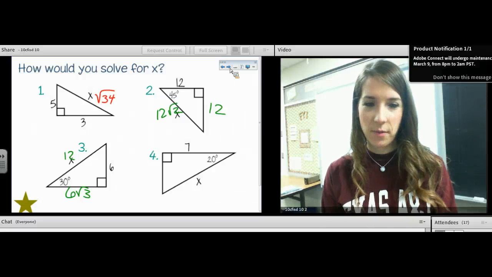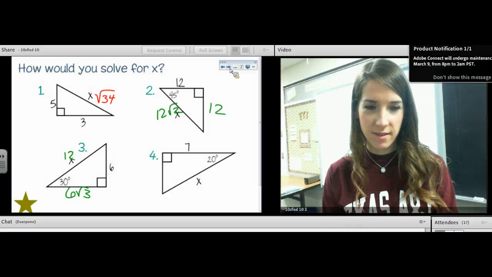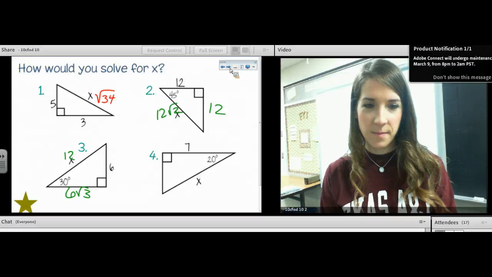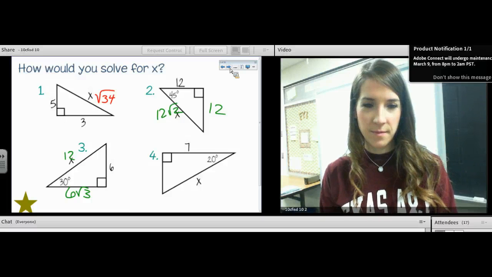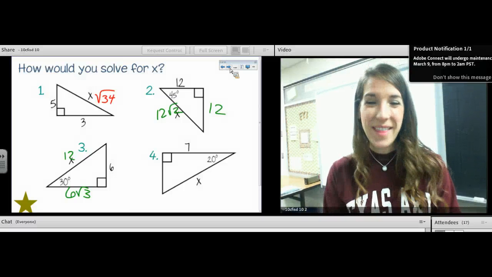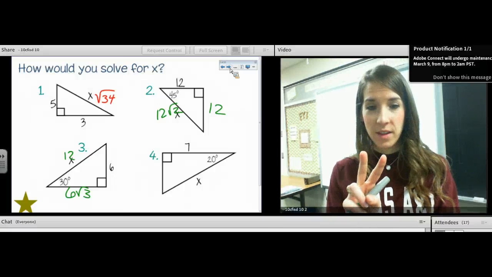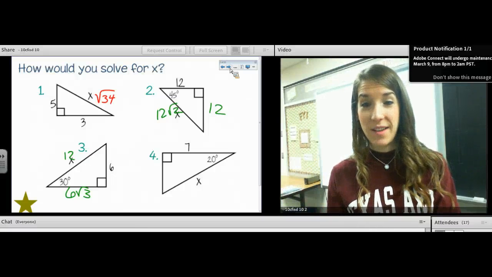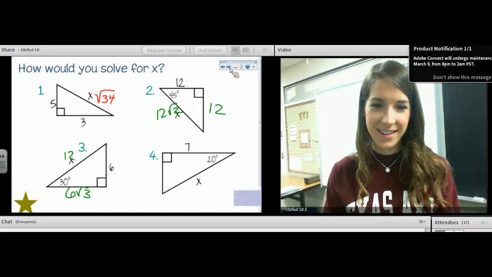Yeji, how would you solve number 4? I don't know Pythagorean theorem. The thing about Pythagorean theorem is you have to have 2 sides. I mean, what would we put in Pythagorean theorem? 7 squared plus nothing squared equals question mark squared.